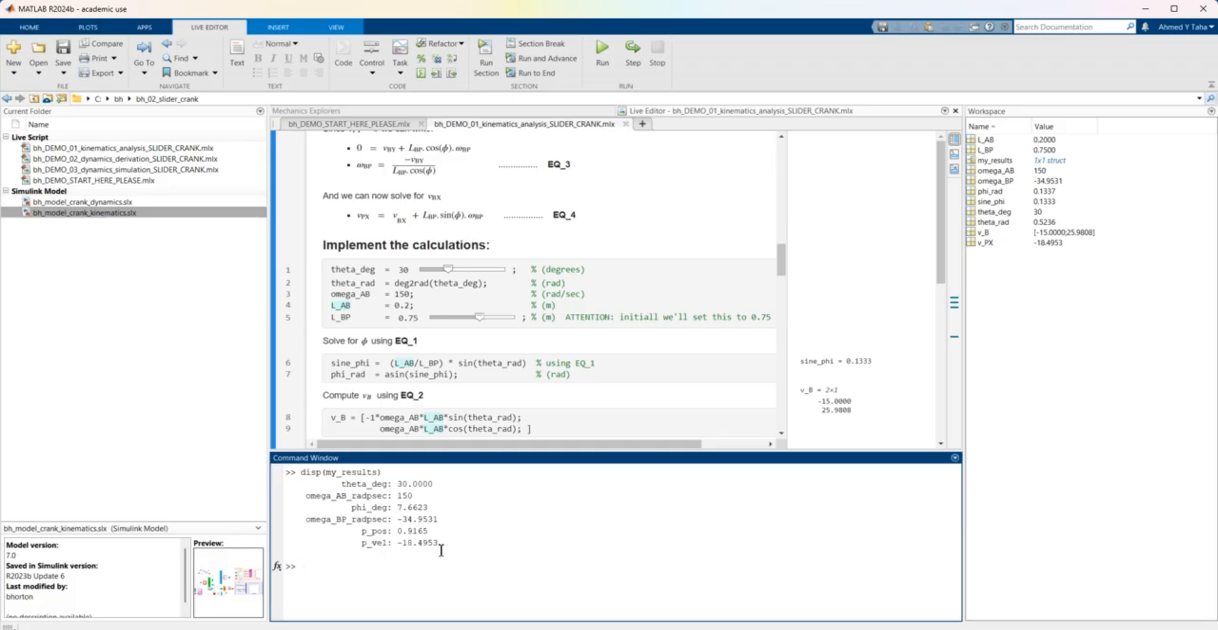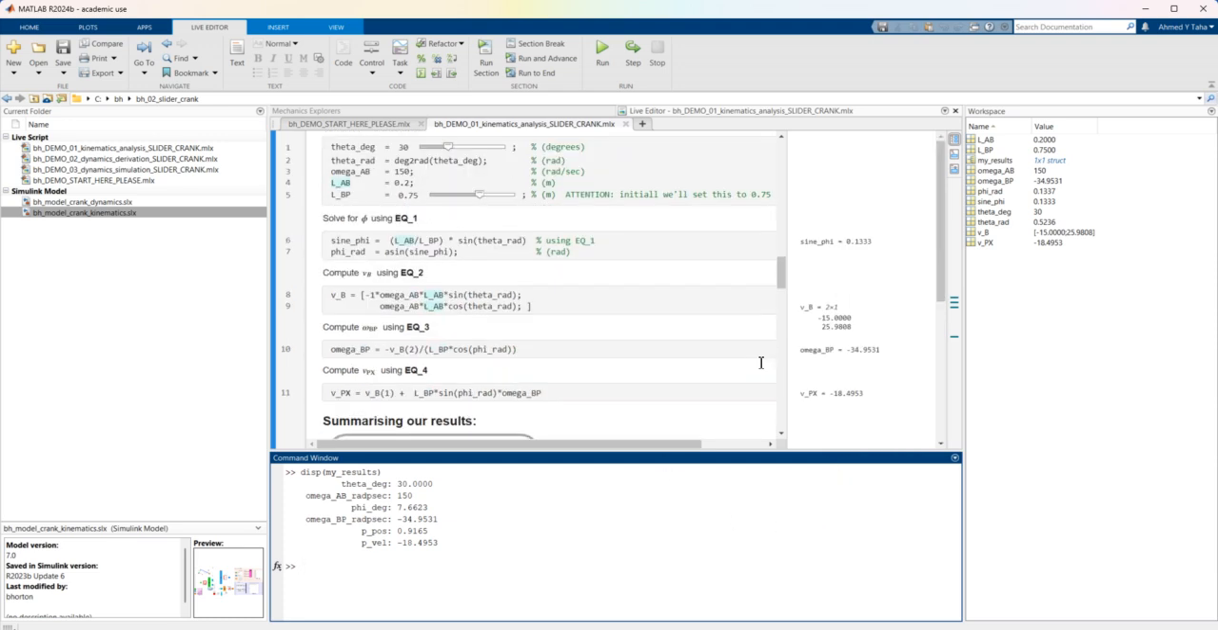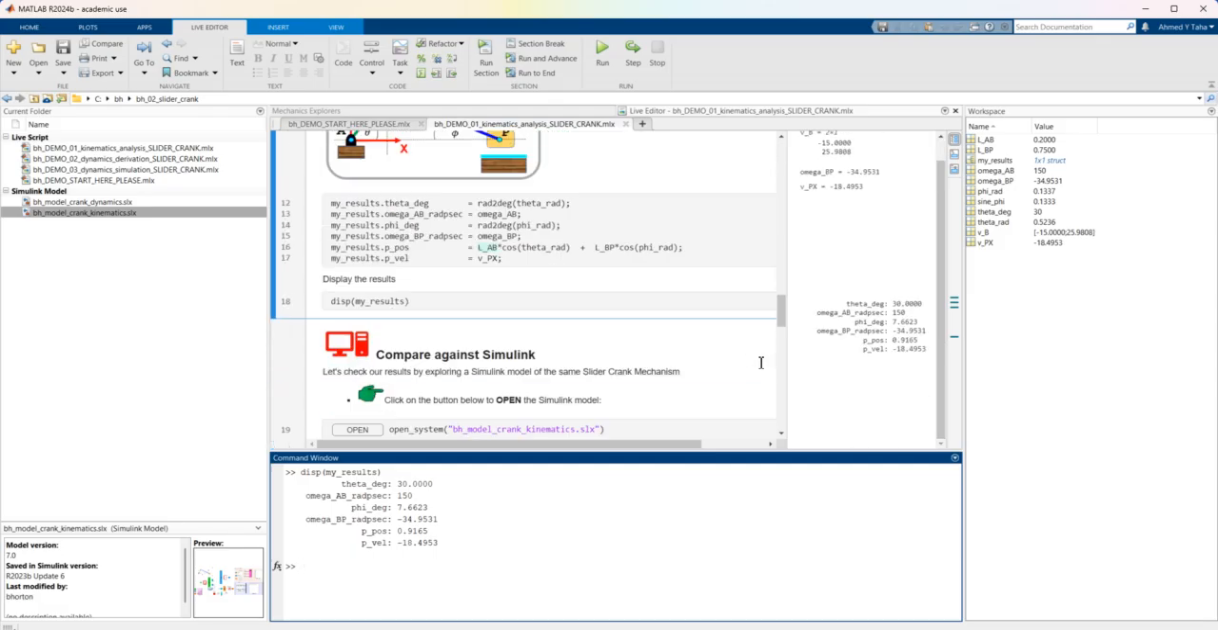Okay, so these are the answers I got. The velocity is minus 15, and 25 for the velocity B. Omega is given here, and the velocity px is minus 18. So I got the answers, and that's it. We've done the first part.